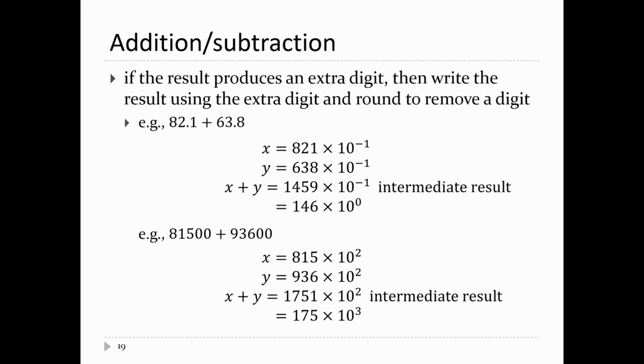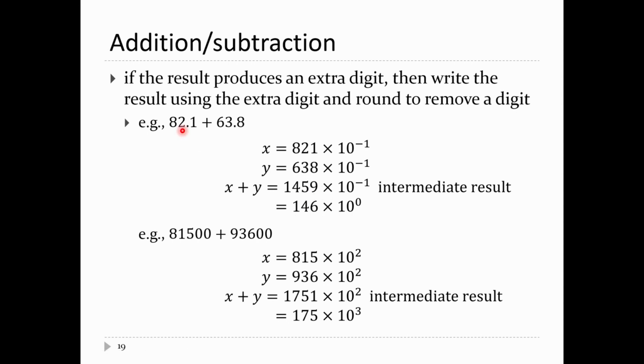Okay, now what happens when your result produces an extra digit? If I take two numbers, add them, and I end up with an extra digit like I do here, now I end up with 4 digits in the significand. I now have a problem, because I can't use 4 digits in the significand in the result. And so what we're going to do is round that result to remove the extra digit.